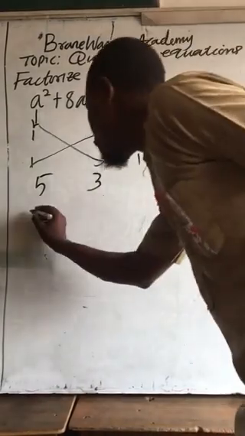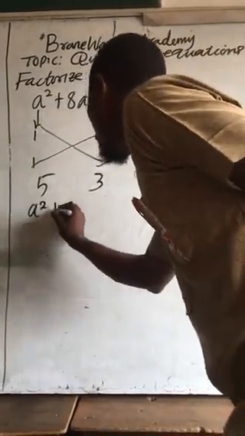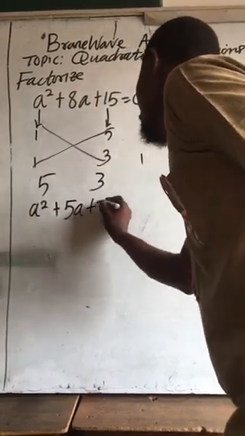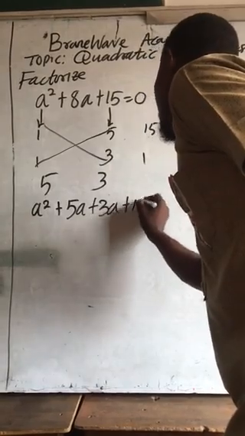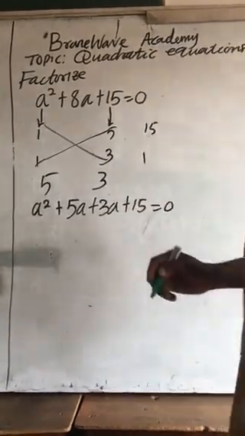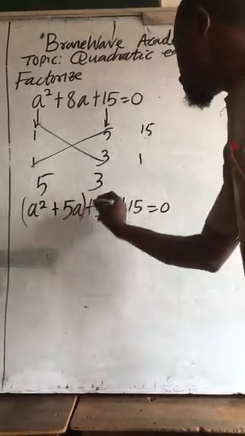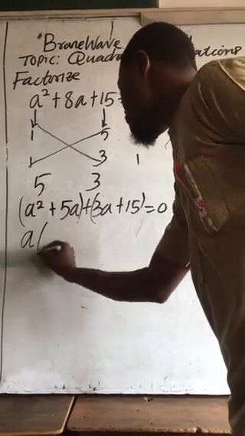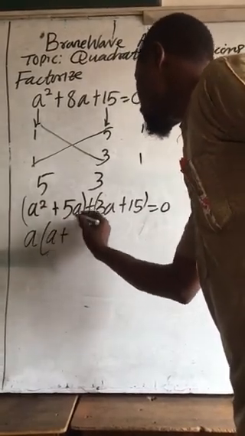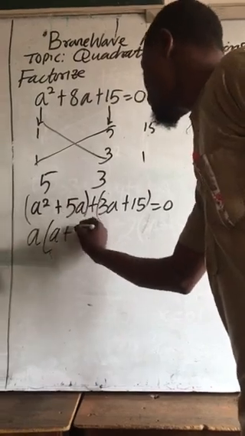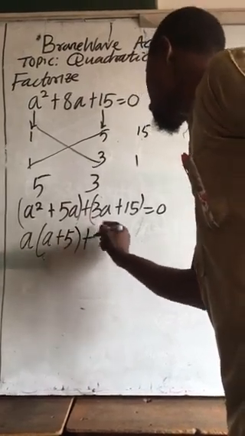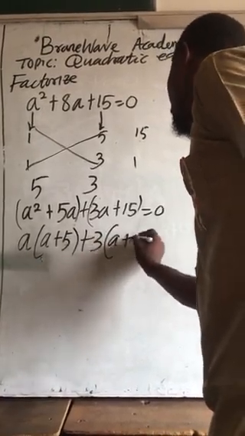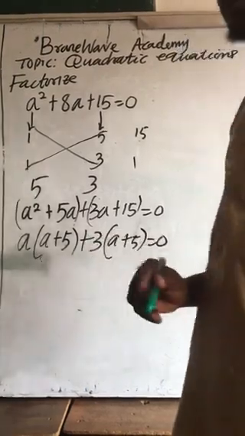So we now have a squared plus, instead of 8a, we have 5a plus 3a plus 15 is equal to 0. So I'll group it into 2. What is common here? A is common, open bracket, a plus 5, plus, what is the coefficient of a here, 3, open bracket. Of course, this one must be the same, a plus 5 is equal to 0.